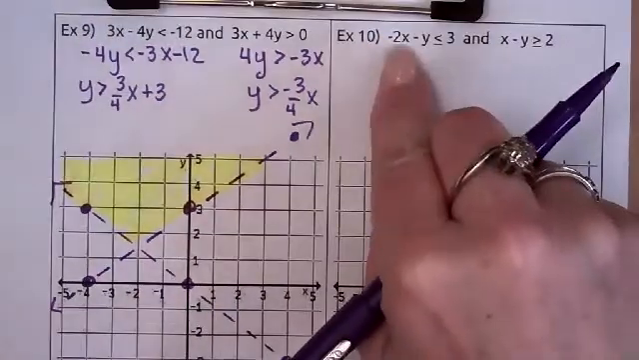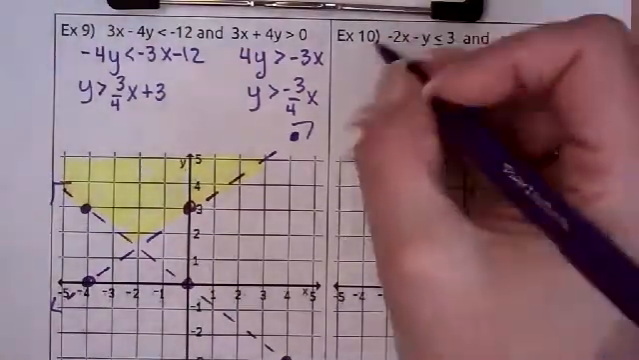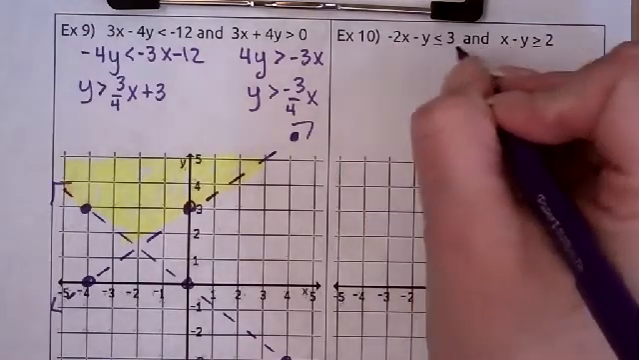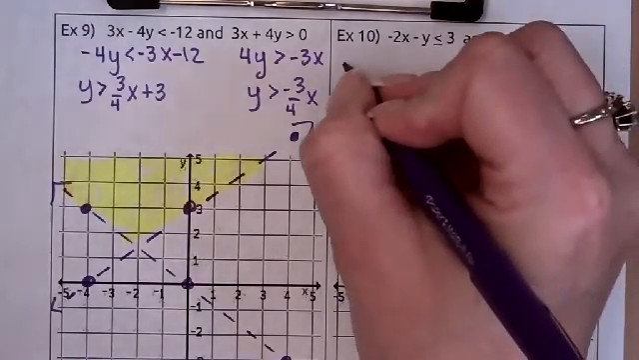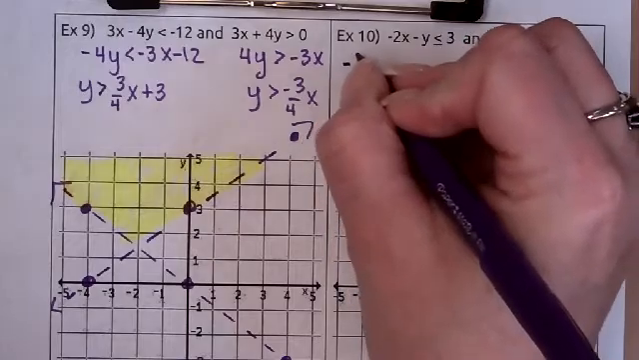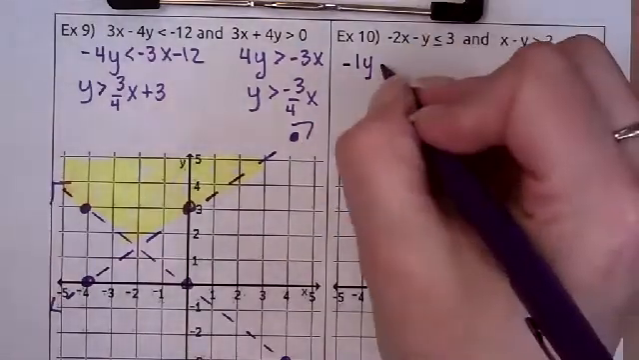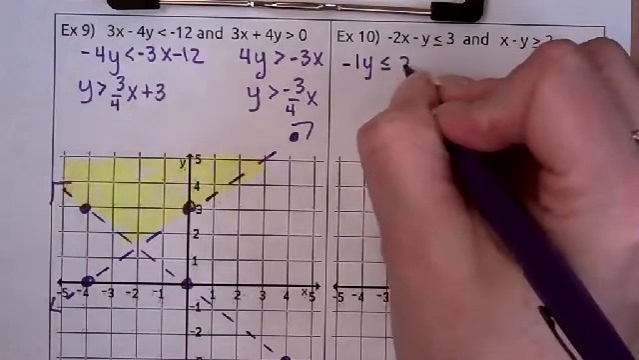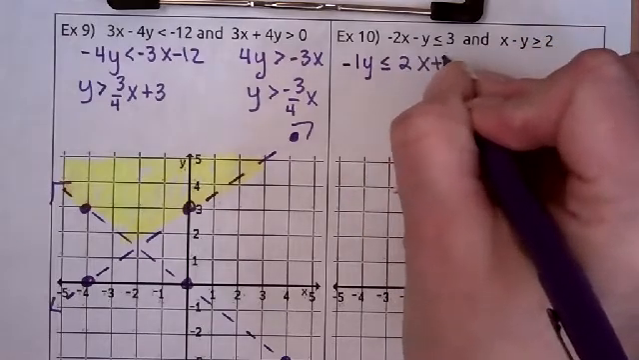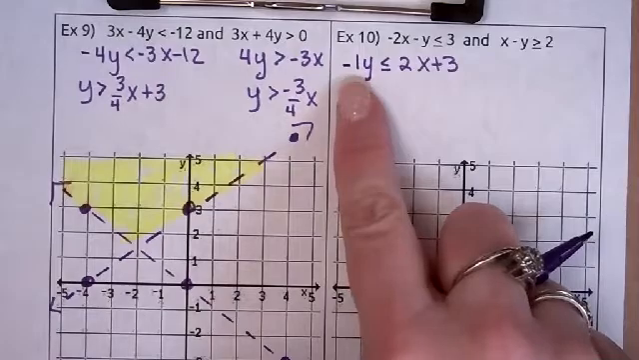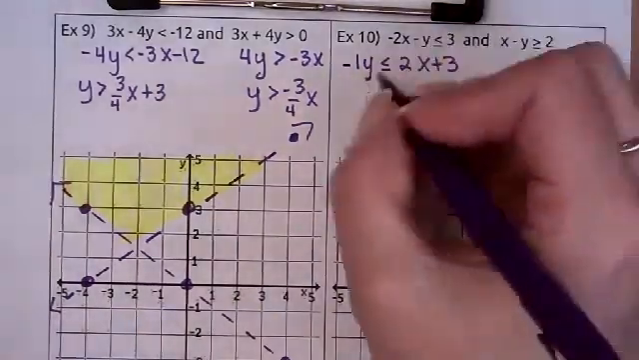So the first one, I have negative 2x. Now, we don't have too many of those with a negative. So if it's negative 2x, that means I'm actually going to add it. So I'm going to have negative 1y. I'm putting my 1 placeholder right there. It's going to be less than or equal to positive 2x plus 3. Now, when I see the negative 1 right there, that reminds me I'm dividing by negative.